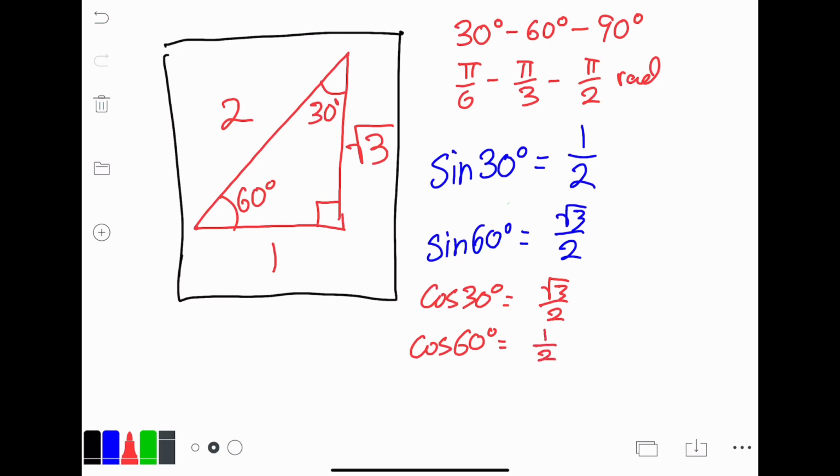And alternatively, cosine of 60 would be 1 over 2. And finally, tangent of 30 would be opposite over adjacent, so 1 over square root of 3. And finally, tangent 60 degrees would be square root of 3 over 1, or just square root of 3. And then, of course, the reciprocal trig functions, cosecant, secant, and cotangent, would just be the reciprocals of the three main trig functions.